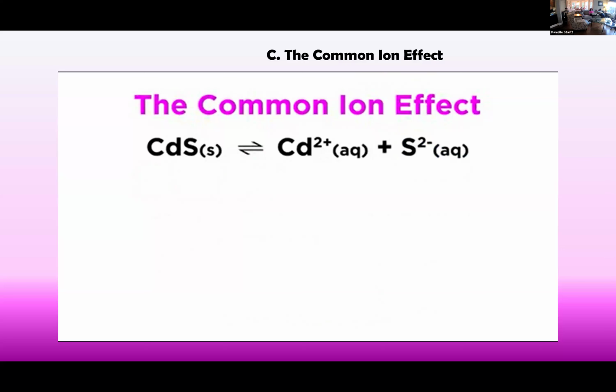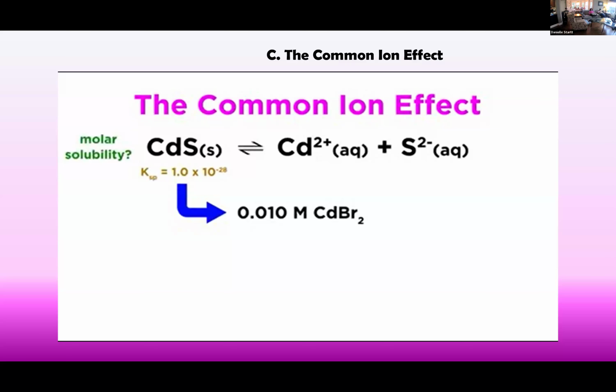Let's look at this more quantitatively. Cadmium sulfide has a KSP value of 1 × 10⁻²⁸. If we place some cadmium sulfide in a 0.01 molar cadmium bromide solution, what will be the molar solubility of the cadmium sulfide? So first we must recognize that the common ion in this situation is cadmium, as it is present in both compounds.